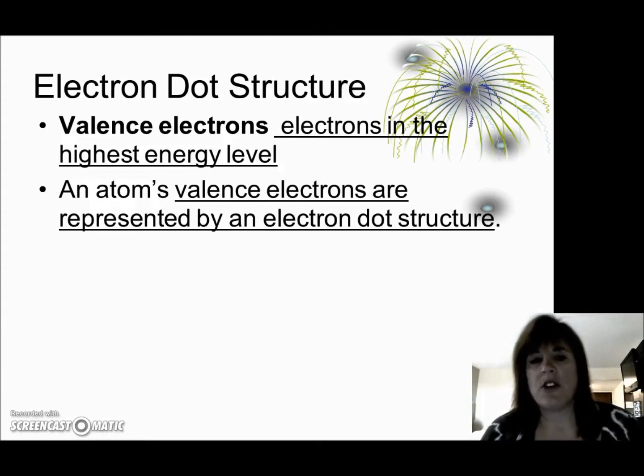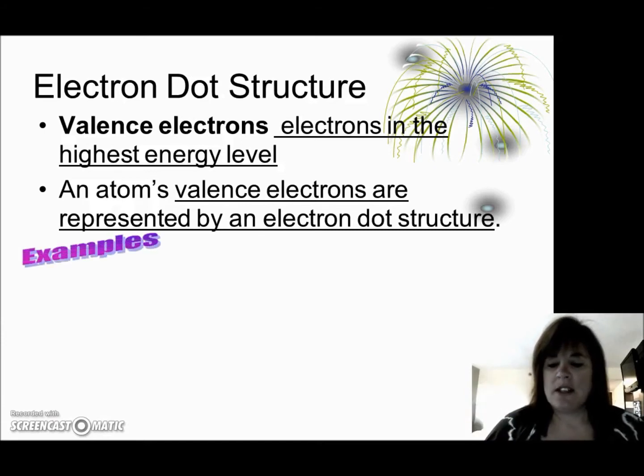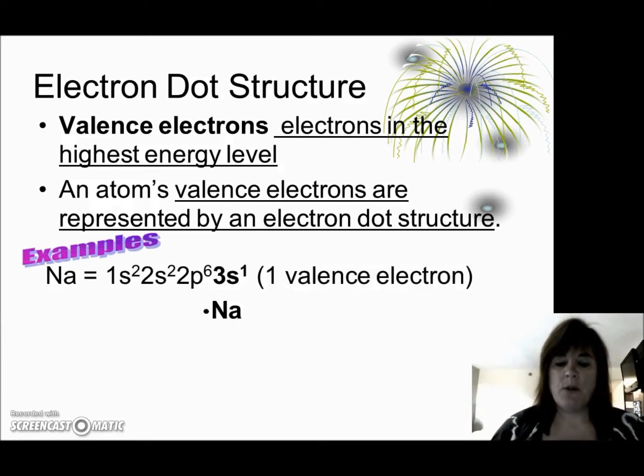It's called a Lewis structure also. What that means is if an atom has one valence electron, then it has a dot of 1. A good example of that is sodium. If we wrote the electron configuration for sodium, we would have 1s2, 2s2, 2p6, 3s1. So this here is its valence electron. There's only one, so when we write its electron dot structure, we write the symbol for sodium, Na, and we put one dot by it.